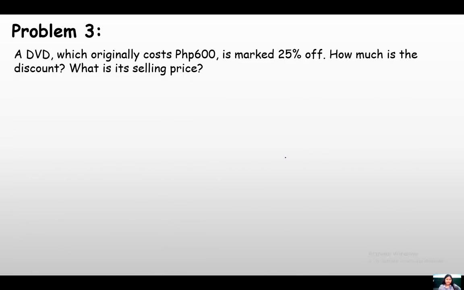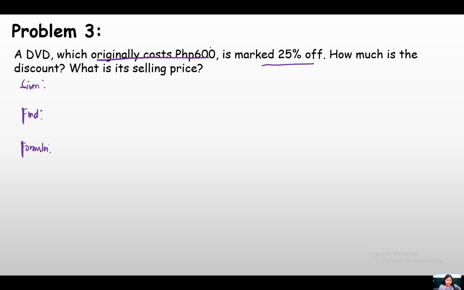Next, that's problem number 3. So a DVD which originally cost, so take note from this, originally cost 600 is marked 25% off. So how much is the discount and what is its selling price? Okay, so that's first. Always write the given first. Then write what the problem is asking, then what formula we are going to use. Okay, so what are the given?